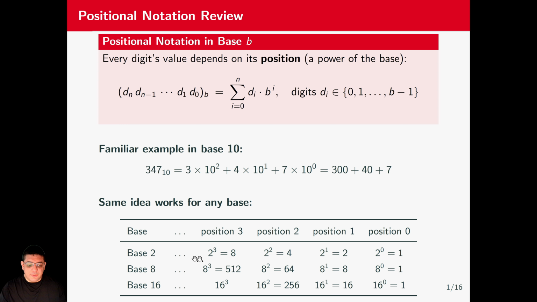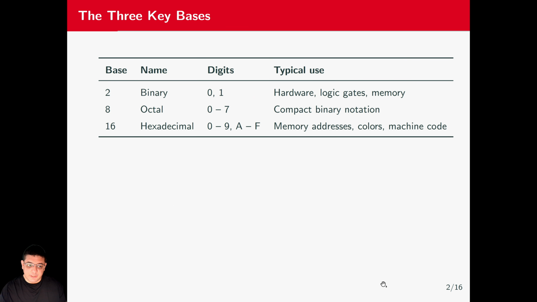So in base 2, we will have something in position 3. It will be multiplied by 2 to the 3. Then in base 8, it will be 8 to the 3. And base 16 will be 16 to the 3. And so on and so forth in the different positions. You see 2 to the 2, 8 to the 2, 16 to the 2 in position number 2. In position number 1, we have 2 to the 1, 8 to the 1, and 16 to the 1. And similarly, in position 0, we have 2 to the 0, 8 to the 0, and 16 to the 0.